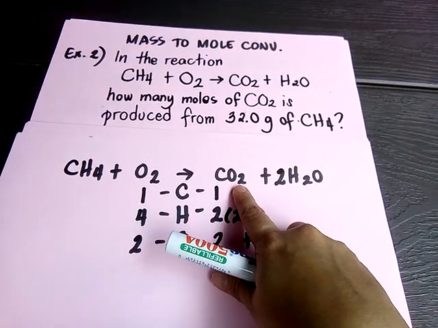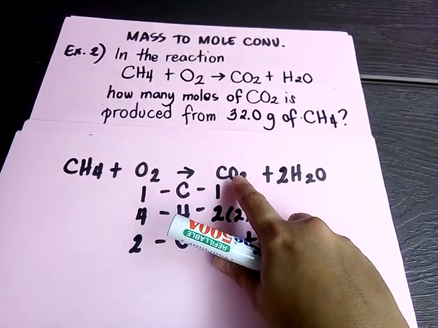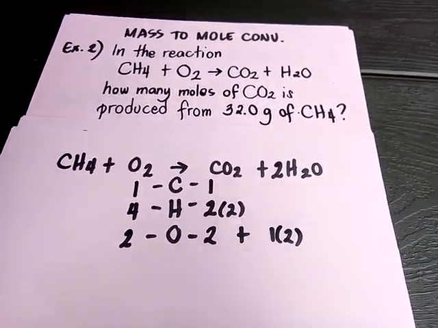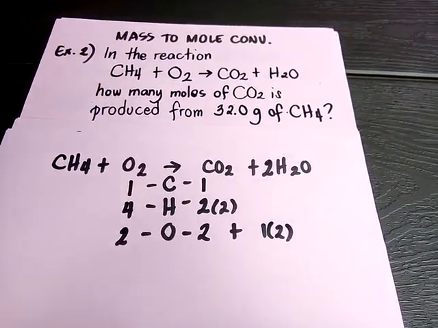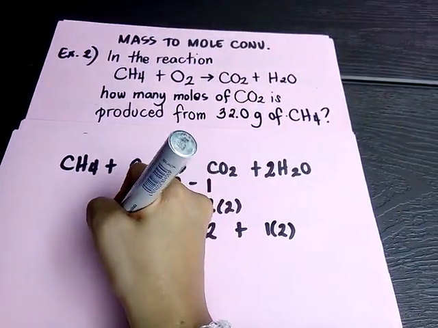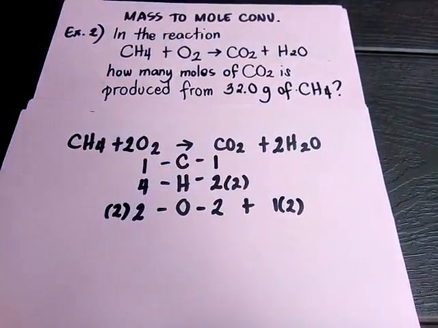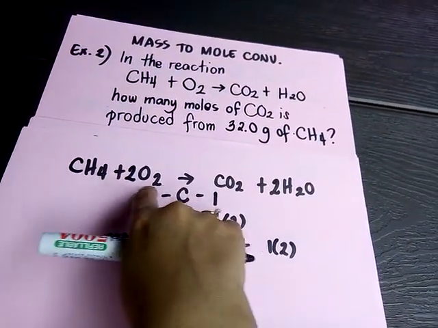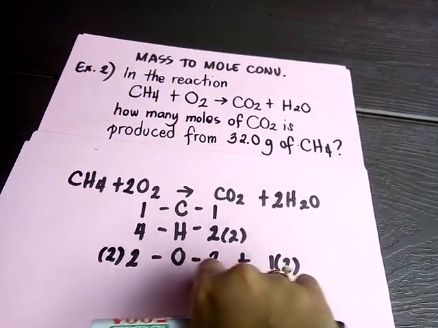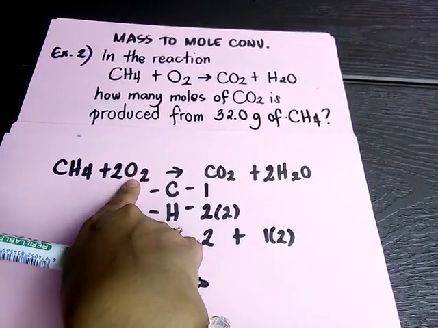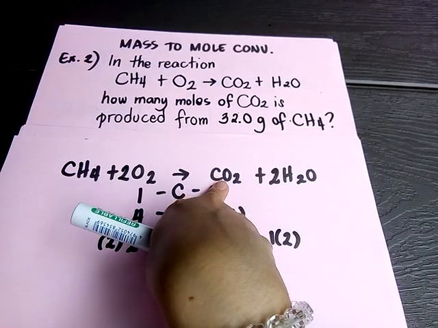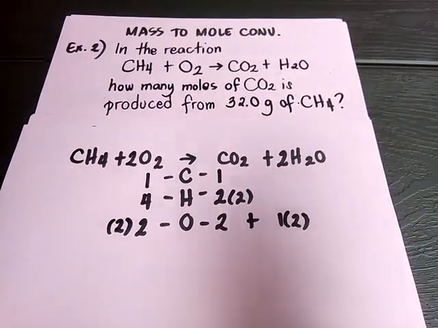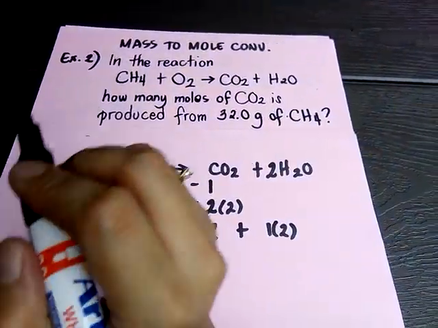So now we have 2 times 2 plus 2 oxygen atoms in the product side. So we have a total of 4 oxygen atoms in the product side. So to balance that, we multiply this by 2. Therefore, we put a coefficient of 2 on the oxygen in the reactant side. So we have a balanced equation already. This means that 1 mole of CH4 reacted with 2 moles of oxygen to form 1 mole of carbon dioxide and 2 moles of water. So we're ready to perform stoichiometry because we have a balanced equation already.